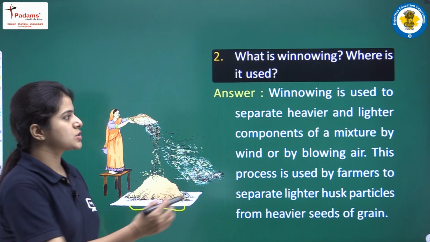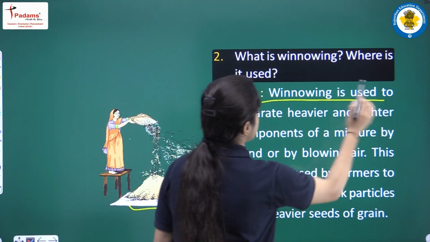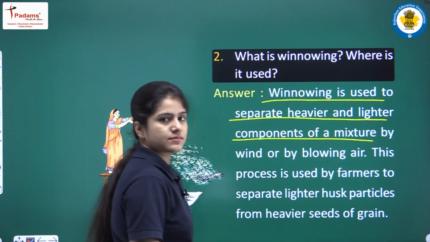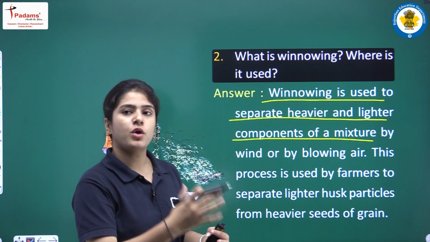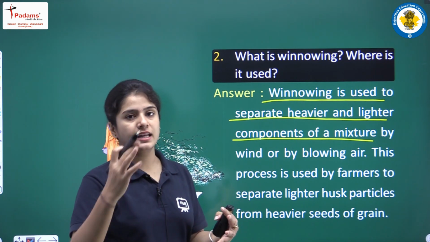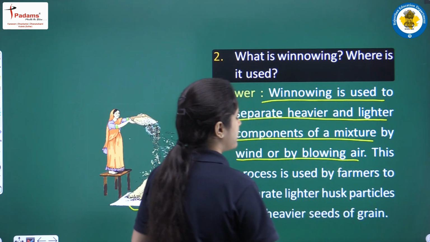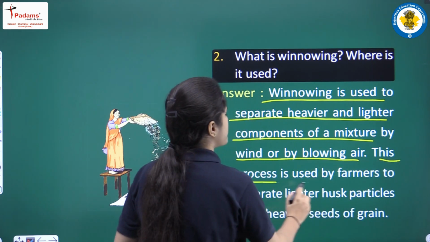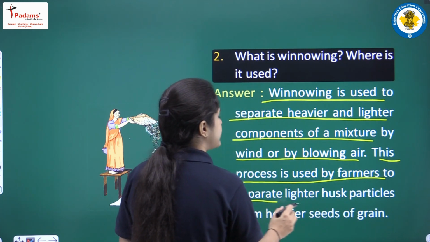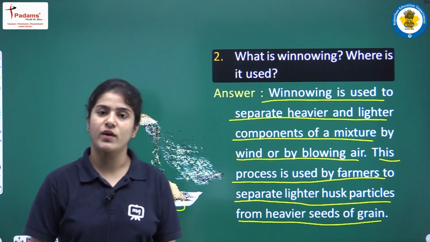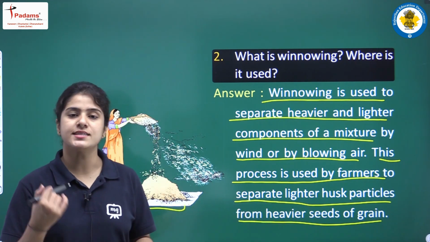So winnowing is used to separate heavier and lighter components of a mixture. Where is it used? When you want to separate heavier and lighter particles, by the wind or by blowing air. This process is used by farmers to separate lighter husk particles from heavier seeds of grains. So this is what winnowing is all about.